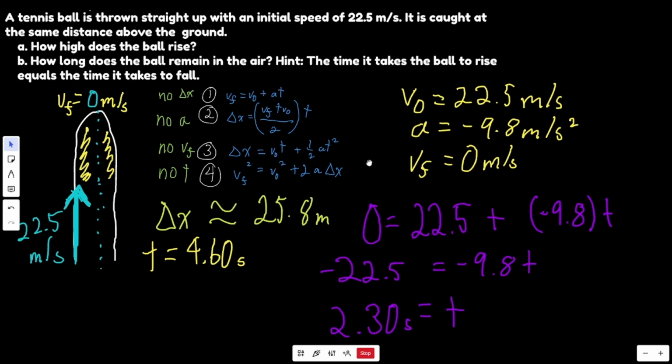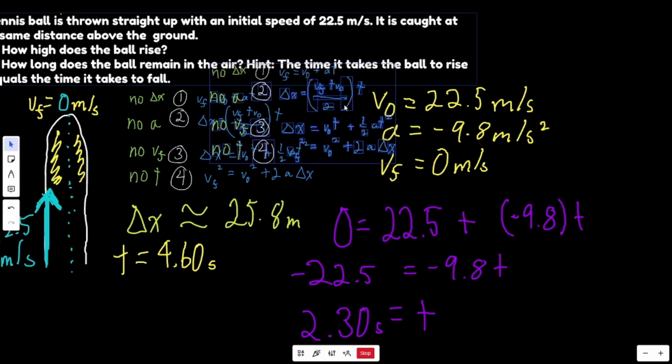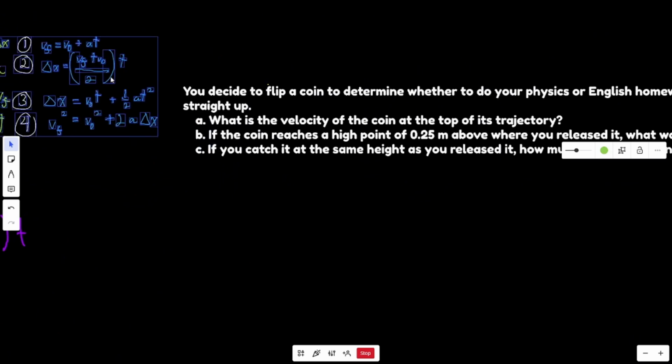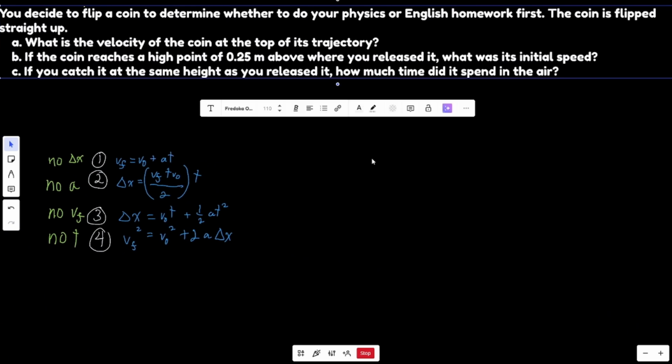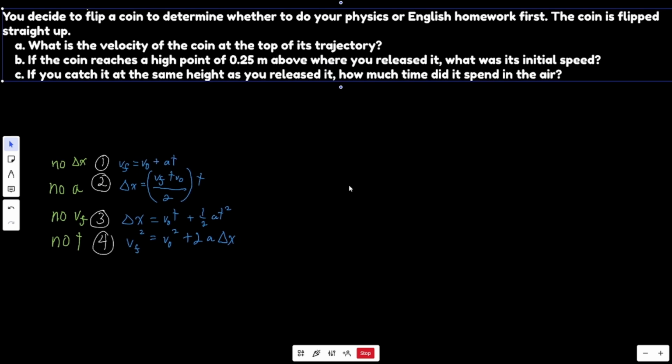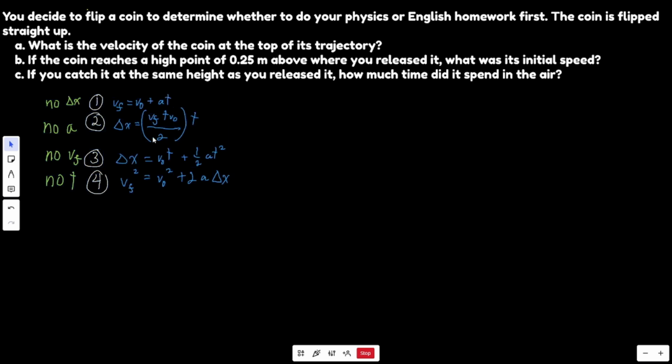So now let's try going on to the next question. Let's bring this again with us. Okay. You decide to flip a coin to determine whether to do your physics or English homework first. The coin is flipped straight up. What is the velocity of the coin at the top of its trajectory? If the coin reaches a high point of 0.25 meters above where you released it, what was its initial speed? And if you catch it at the same height as you released it, how much time did it spend in the air? Now this question sounds kinda long, but what are we going to do first?